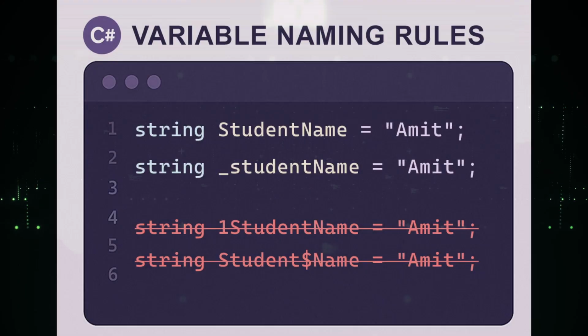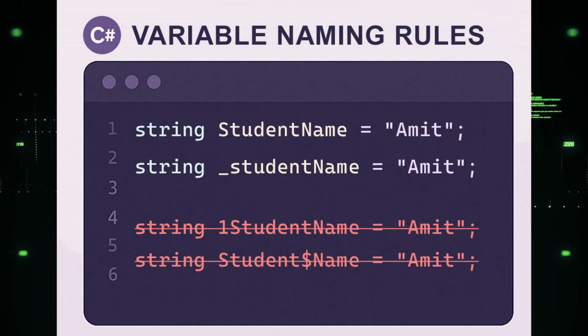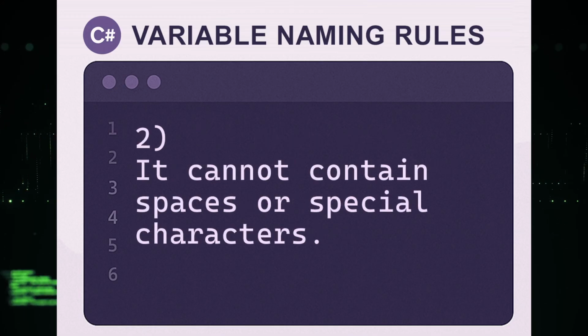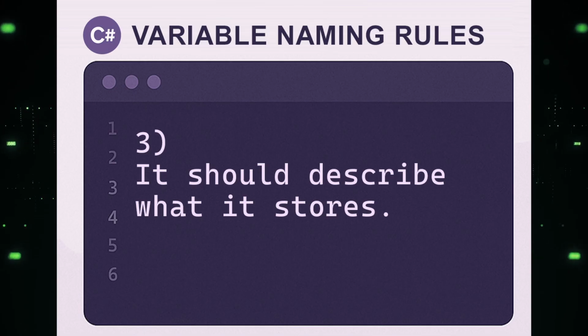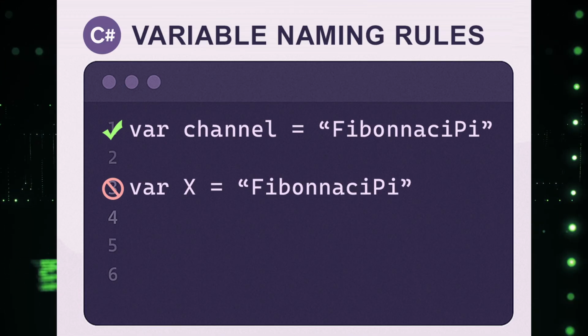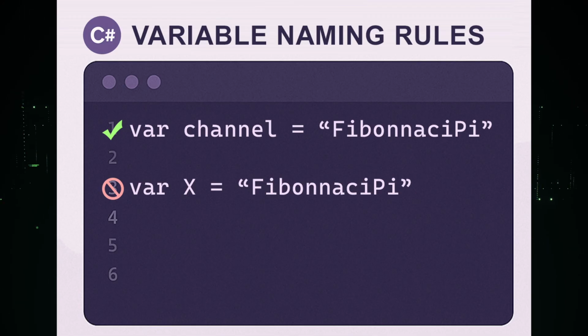Naming rules. When naming a variable, there are a few simple rules that we can follow. The name must start with a letter or underscore, not a number. It cannot contain spaces or special characters. It should describe what is stored. For example, string channel = "FibonacciPi" is better than string x = "FibonacciPi" because it tells what the data represents. Good naming makes your code readable and professional.